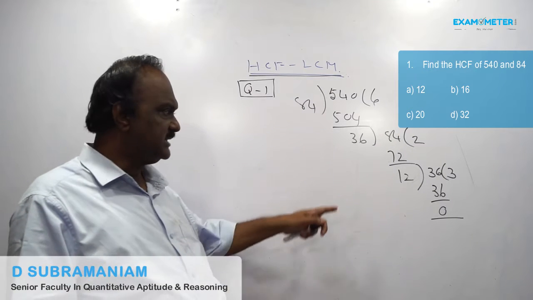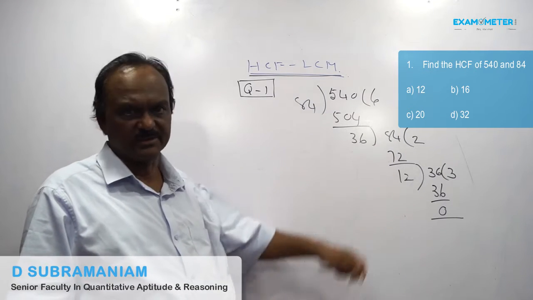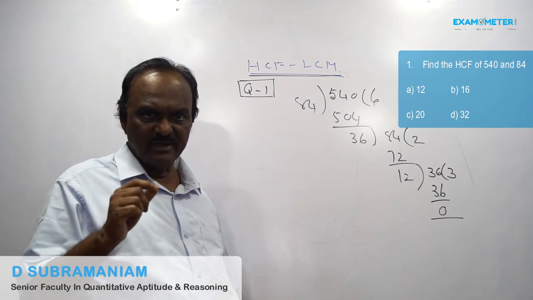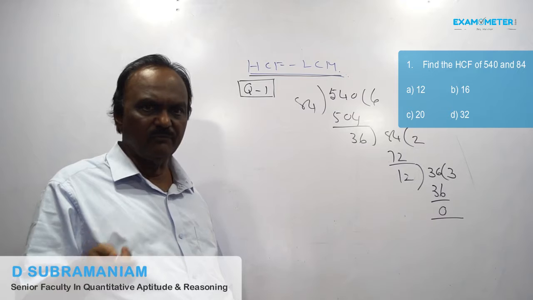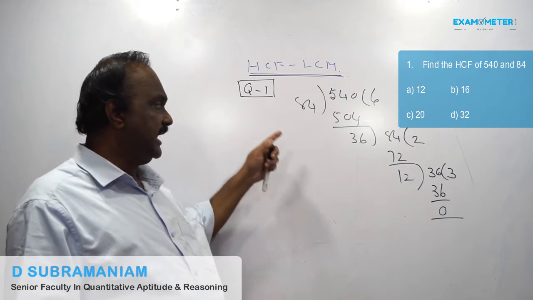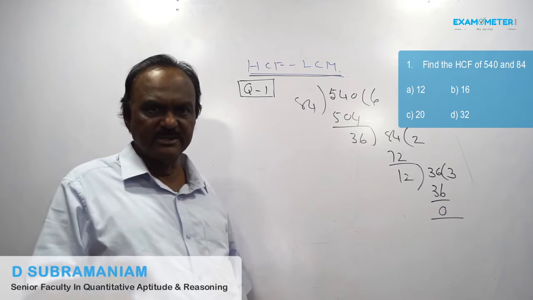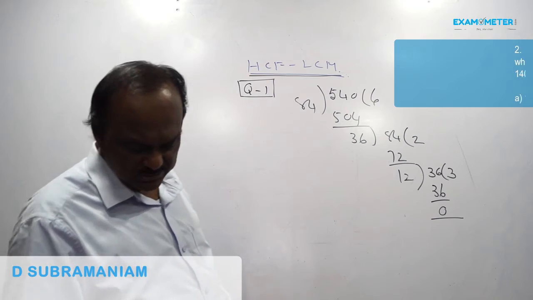The last divisor is the highest common factor. So highest common factor of 540 and 84 is 12. So answer is 12. Question number 2.